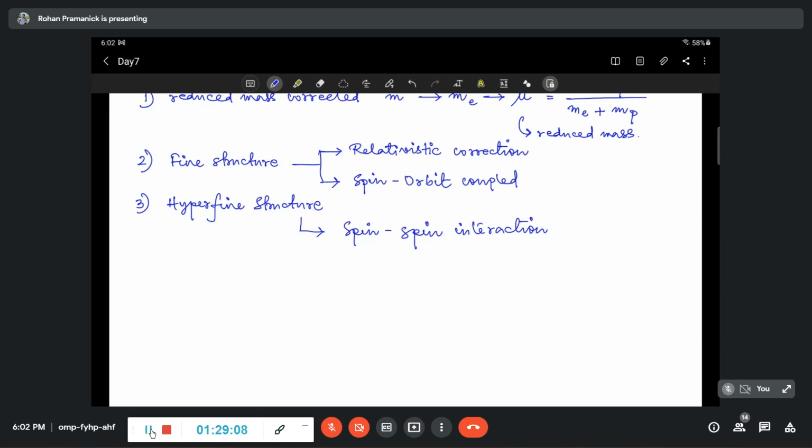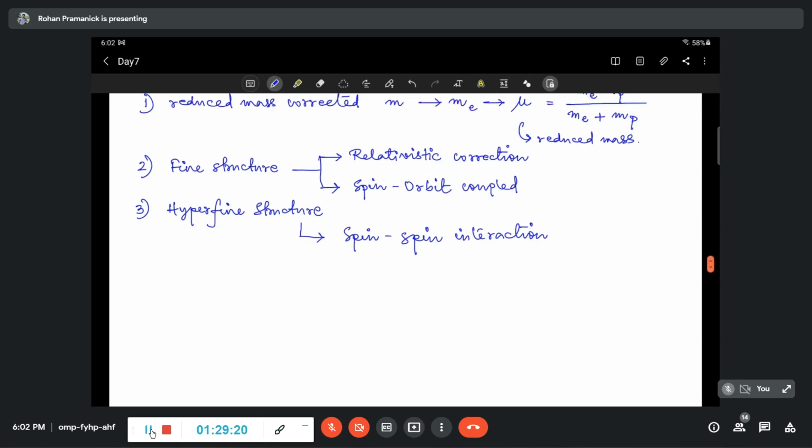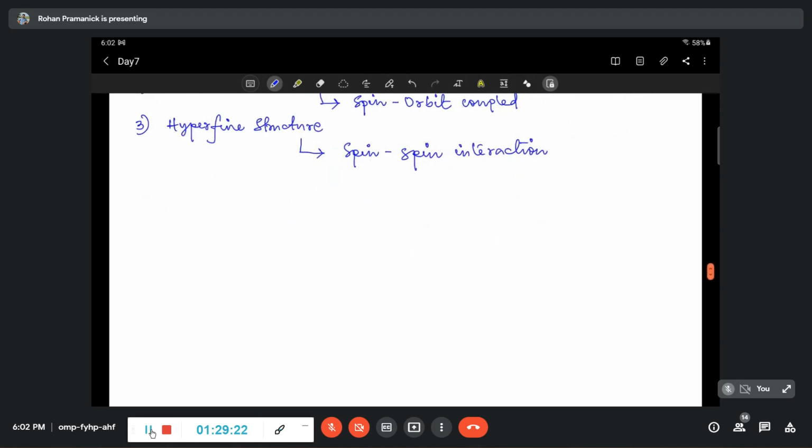It has spin, so it has half integer. It is treated as a composite fermion, and it has a spin, and it is also half. So the spin-spin interaction also you have to take into account. And these are the intrinsic perturbations present within the hydrogen atom without any kind of external magnetic or electric field.